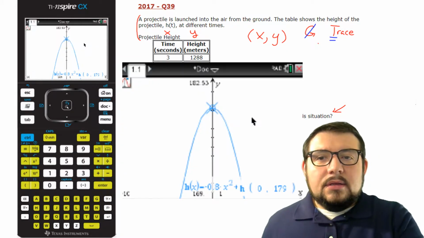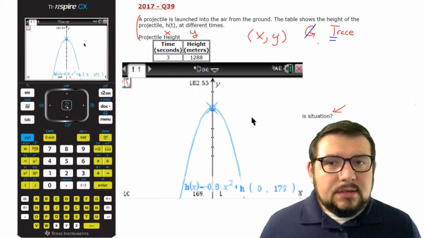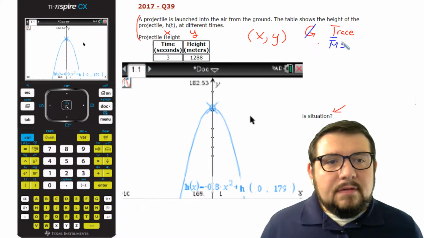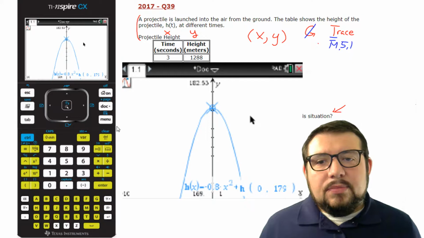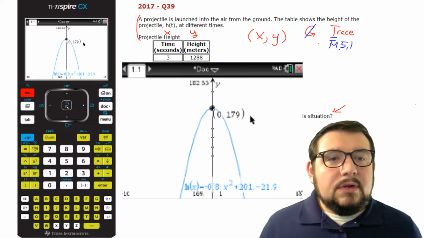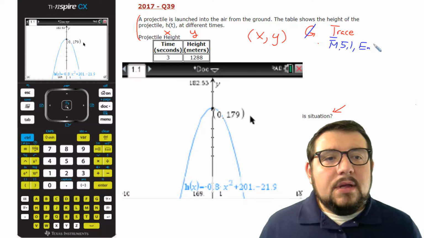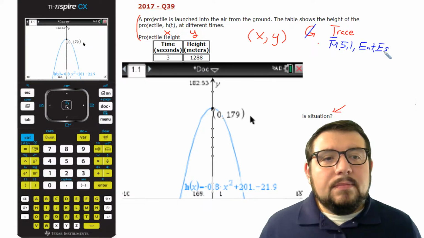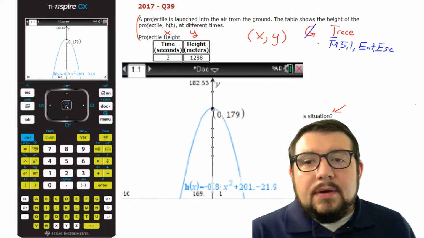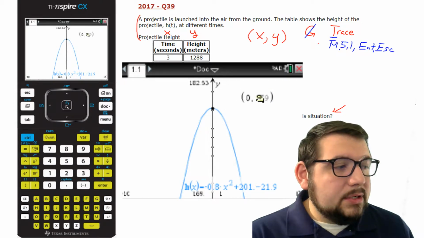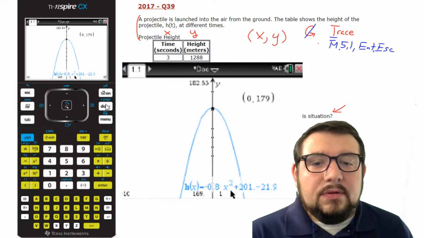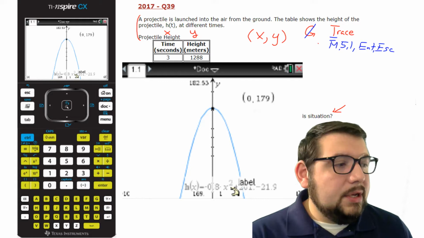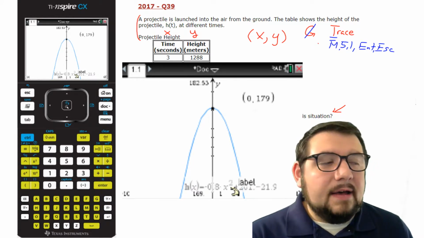Okay. So what did I press for trace? Well, I pushed menu 5, 1. And because I want to put numbers in and get numbers out, I need to press enter, escape. So what did I press? I pushed menu 5, 1, enter, escape. Okay, so now here I have my ordered pair, just like we talked about. And what I'm going to do with that ordered pair is I'm going to just start putting the numbers in that I have in the table.